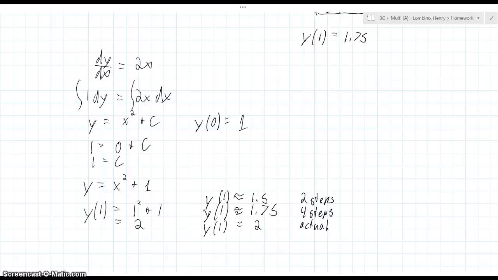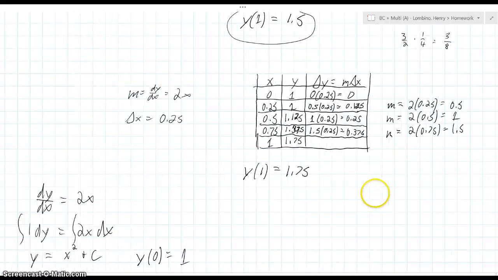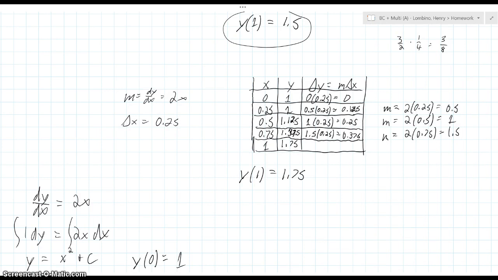So yeah, that's how you use Euler's formula. Just remember to use this chart right here. Because this is a recursive function, it's really important you check all your numbers, because like what I did, if you mess up one, then everything is screwed up. So you really have to be very, very careful there.